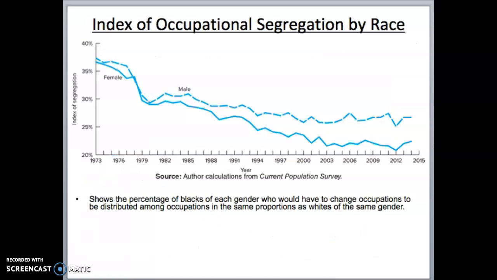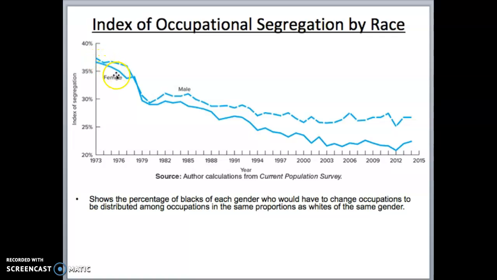We can also use an index of occupational segregation by looking at race. And this data here charts out not just for males, but for females. Let's look at the index of segregation between blacks and whites. For example, if we look at males, back in 1973, you'd have to move around 37% of male blacks in order to get them to equate with the ratios of male whites. About the same thing for female blacks. You would have to move about 37% of them to get them to equate with female whites.